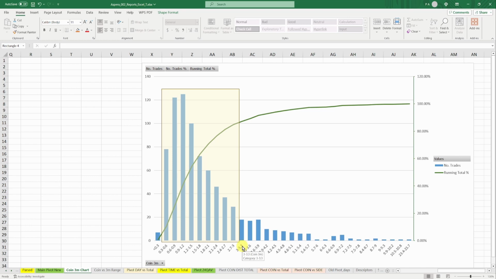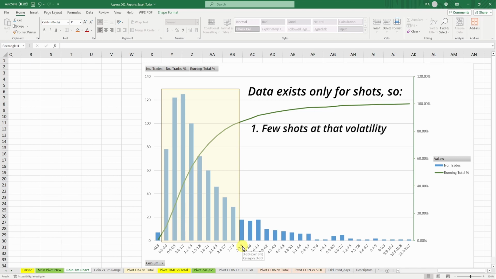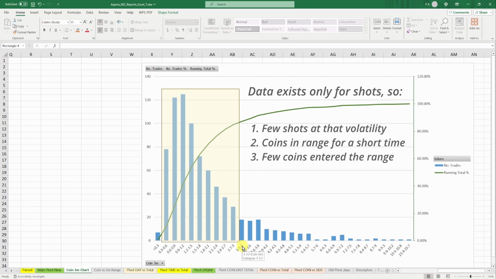This could mean a couple of things. As you may understand, I only have the data for when there was a shot matching my algorithm distance. Hence, it is possible that there were few shots in that coin delta range, or that the coins entered that range for a rather short period of time, hence not so many shots. Or it is possible that very few coins entered that range for various reasons, while the others stayed pretty low on volatility. For that, I have built another quick pivot table.